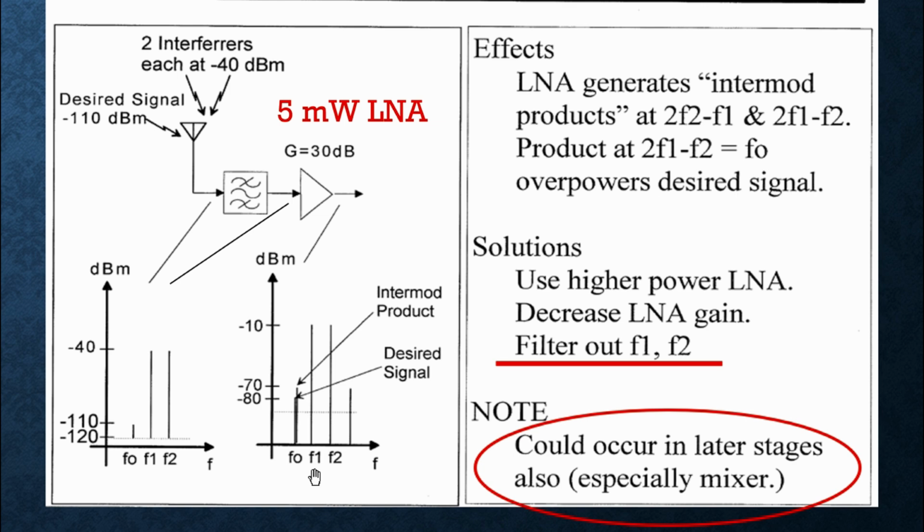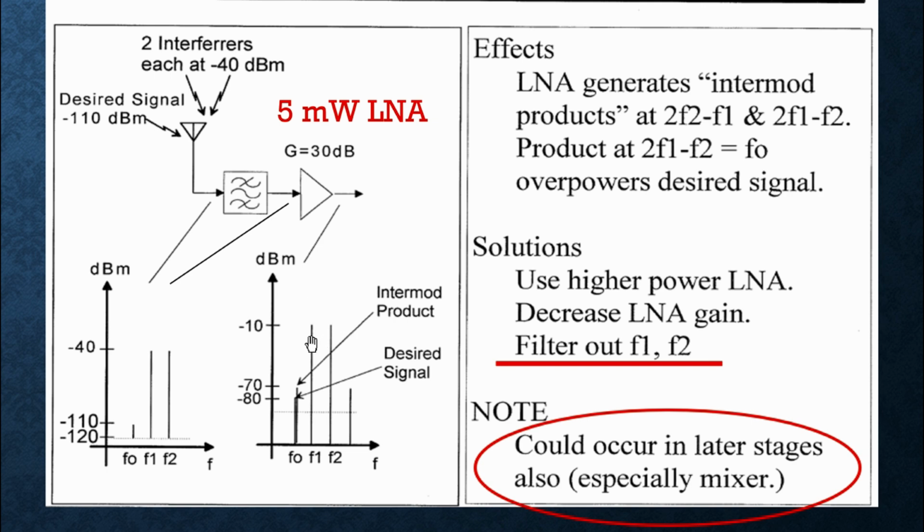F1 is 99, so 2 times 99 is 198. Minus F2, that's 100. So 198 minus 100, that's 98. So this is 98 megahertz, and that's the assumed signal that we're trying to get.